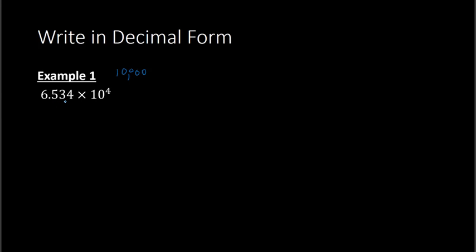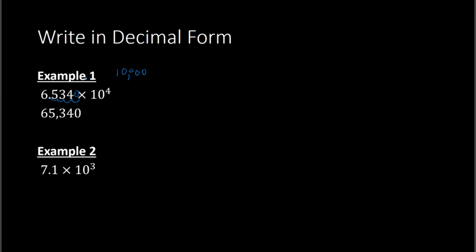Okay? So what I'm doing is I'm making this number bigger by moving the decimal place 4 places. So to make it bigger, it needs to go to the right. So it goes over to the right 4 places. So it goes 1, 2, 3, and then one more is 4. You need to add a 0. So that's going to give me 65,340.